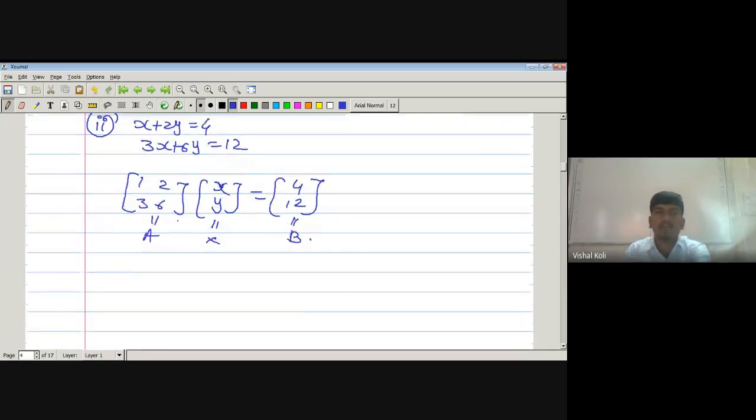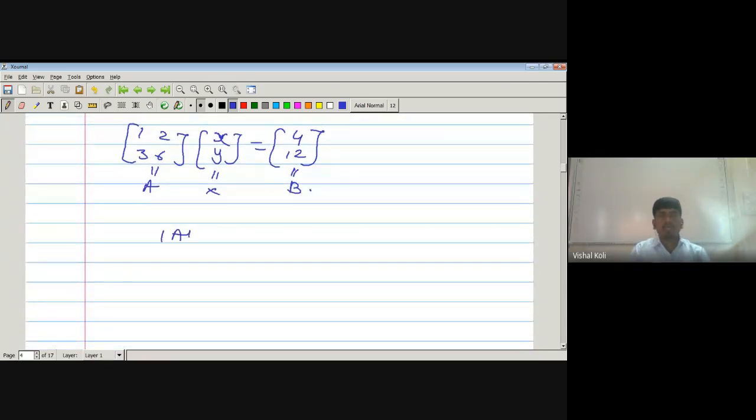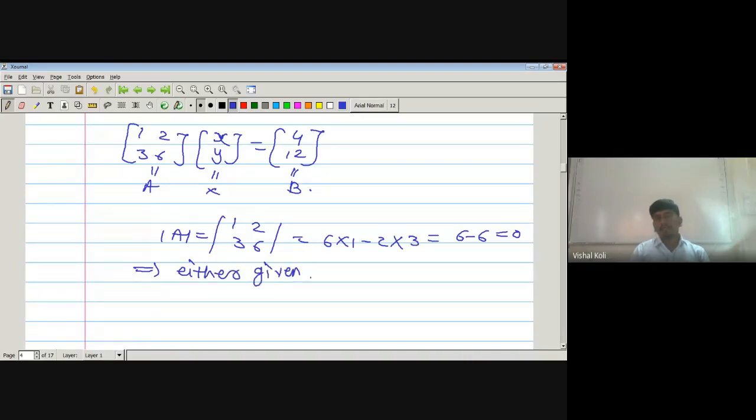Okay, so now first we will find its determinant. Determinant of A is equal to 1 2 3 6, which is equal to 6 into 1 minus 2 into 3, which is equal to 6 minus 6, and it is equal to 0. So again, as determinant of A equal to 0, either the given system has no solution or it has an infinite number of solutions.